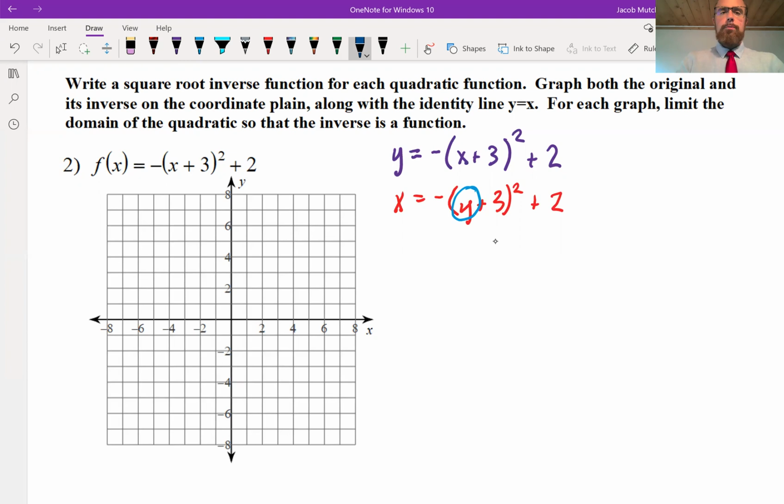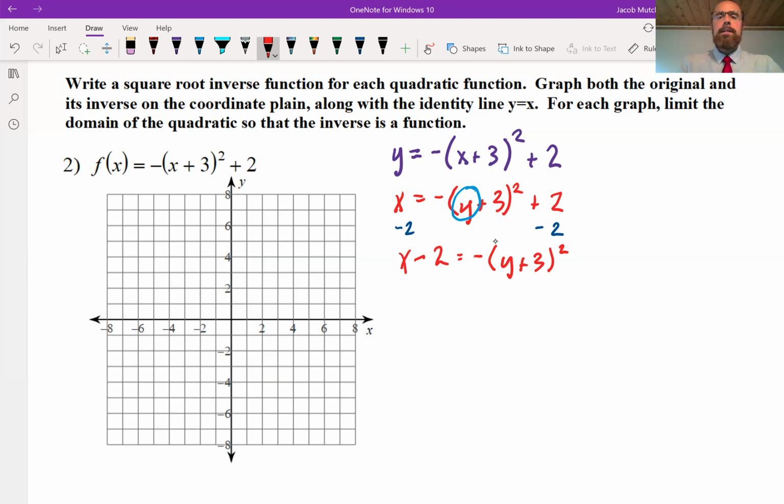I've got multiple things to move that are surrounding y right now. I've got a plus 2 on the outside, a negative sign in front of the squared parentheses group, the square, and the 3. So it's really 4 items I need to deal with. Let's start with the constant on the outside, this plus 2. I'm going to subtract 2 as an initial step so that my next step will read x minus 2 equals negative (y plus 3) squared.